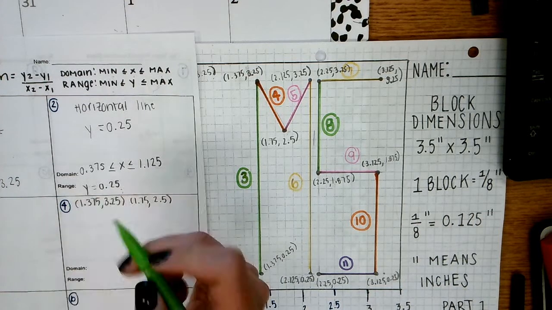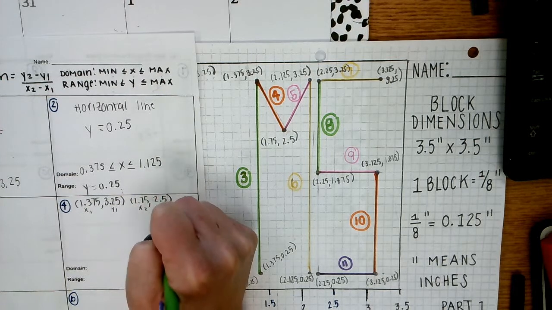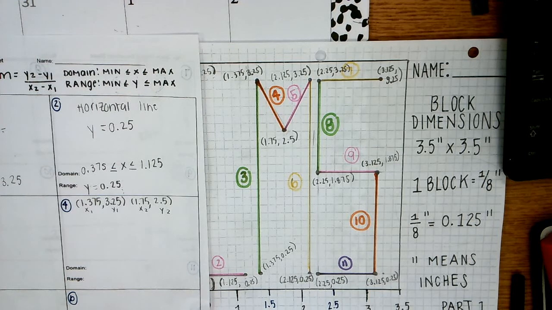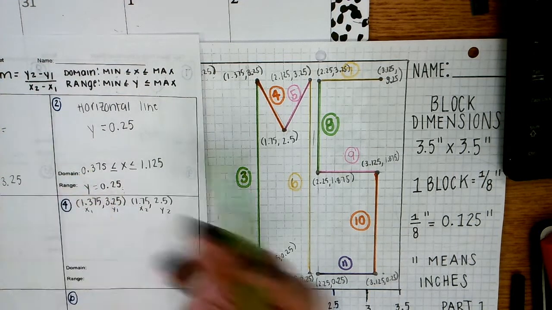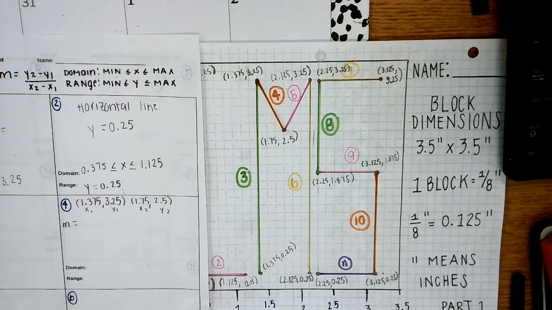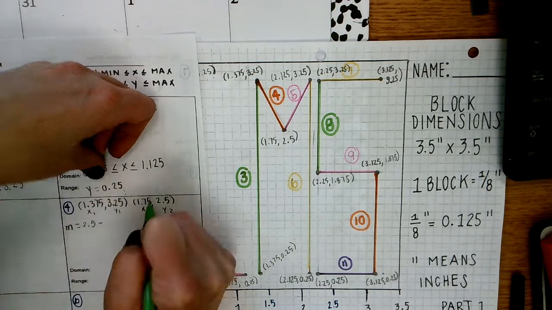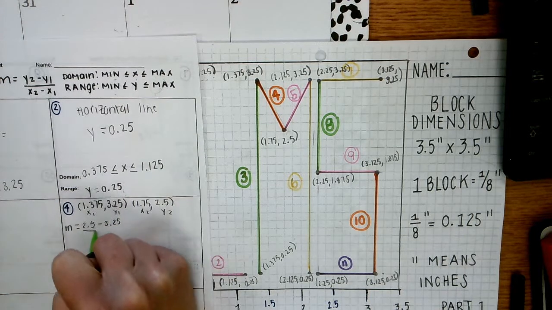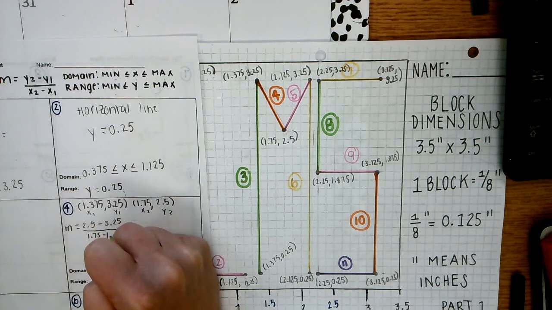So we're going to use the slope formula. Again, I'm going to label these x1, y1, x2, y2, just as a reminder to myself of what value I need to substitute where. So here, this is our slope formula. Remember, change in y over change in x. So the slope, m, is going to equal y2, which is 2.5, minus y1, which is 3.25, over x2, 1.75, minus x1, 1.375.